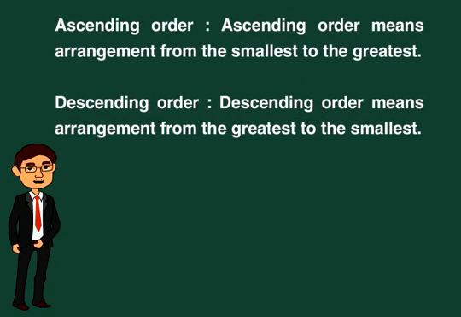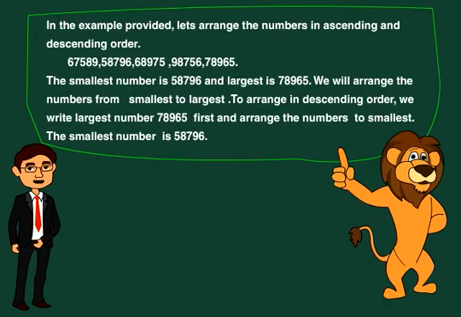Ascending order. Ascending order means arrangement from the smallest to the greatest. Descending order. Descending order means arrangement from the greatest to the smallest. In the example provided, let's arrange the numbers in ascending and descending order. The smallest number is 58,796 and the largest is 78,965.